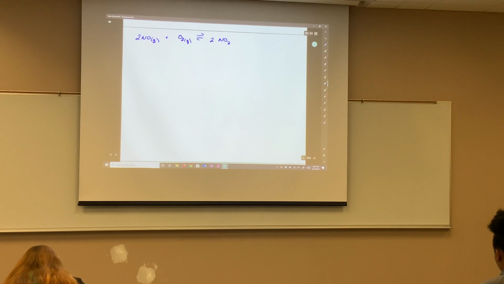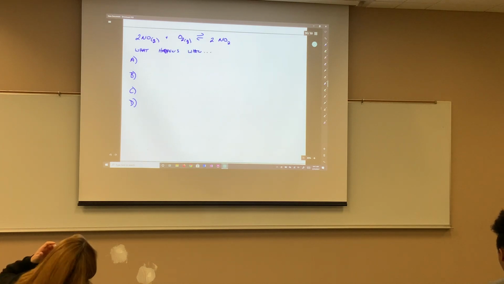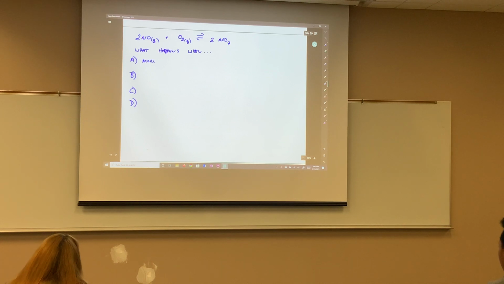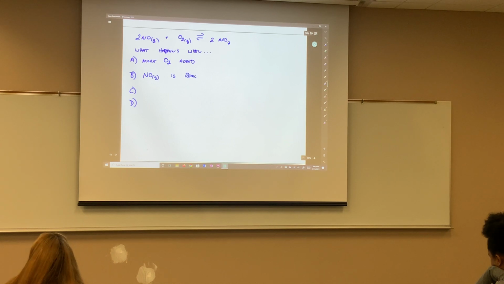Yep, okay. So we have that equation. Got a couple of questions for you here. So what happens when more O2 is added? How does our equilibrium shift? NO gas is removed. Increased pressure will decrease volume.